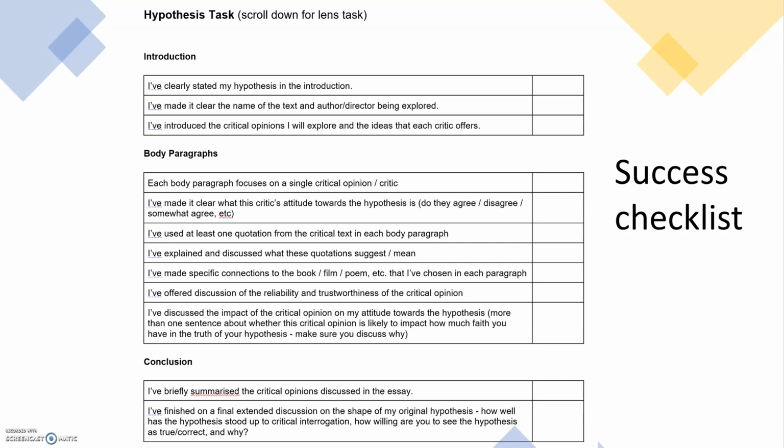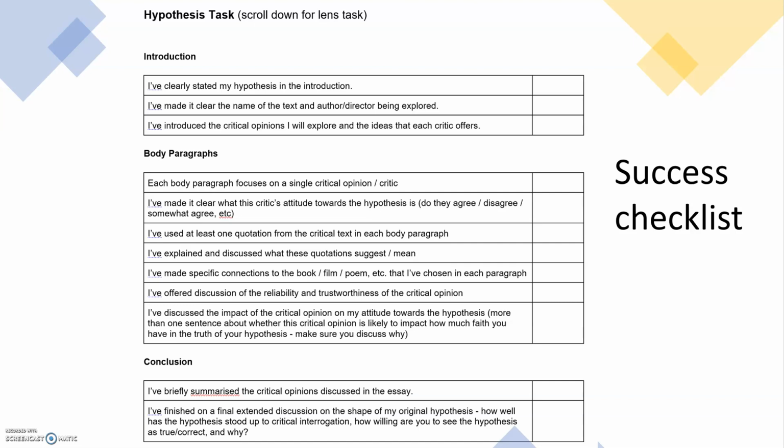Right, so in your body paragraphs, each body paragraph should focus on a single critic, and so you should probably have at least 2 body paragraphs so that you can talk about 2 different critics. You need to make it really clear what the critic's attitude towards the hypothesis is, so do they tend to agree or support your hypothesis or not? You will need to use at least one quote from the critic's text. And so you might be quoting your actual text, the one that you've read. So say, like, if you were studying Arrival, you might want to include a quote from Arrival, but you also need a quote from the critical text, and that's really important.